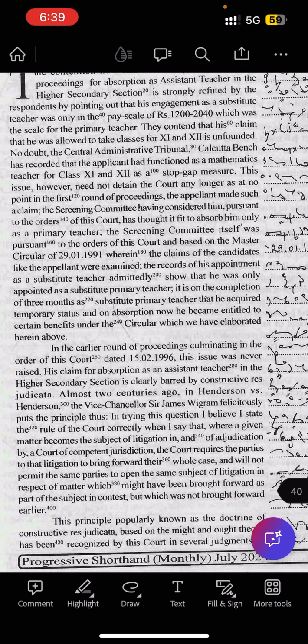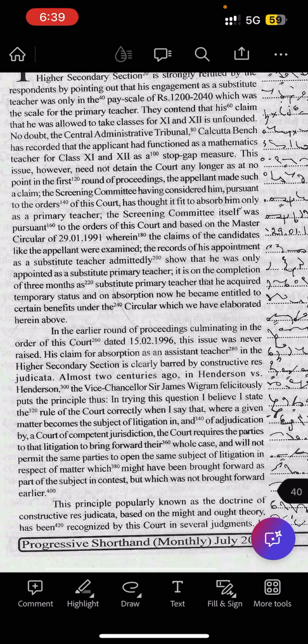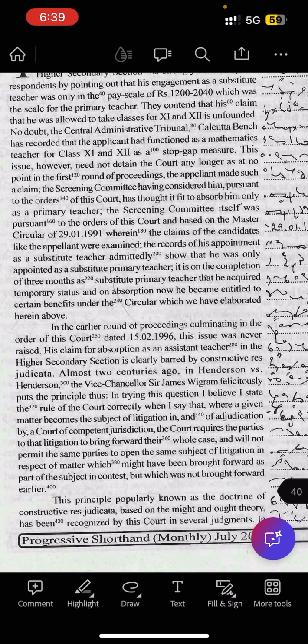No doubt, the Central Administrative Tribunal Calcutta bench has recorded that the applicant had functioned as a mathematics teacher for class 6 and 7 as a stopgap measure. This issue, however, need not detain the court any longer, as at no point in the first round of proceedings the appellant made such a claim.